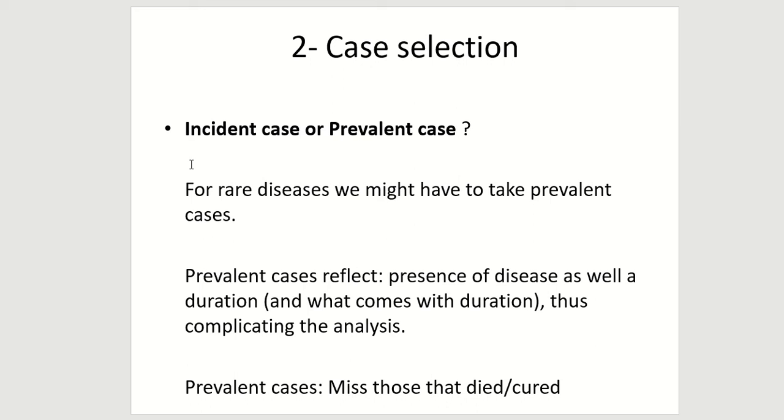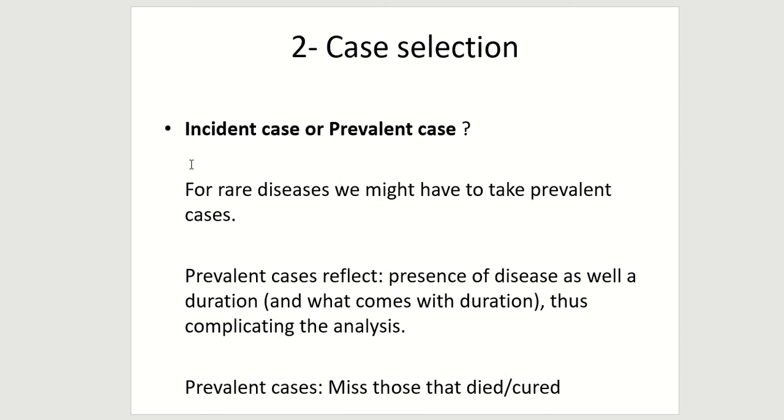So do we pick incident cases or do we pick prevalent cases? The major difference is that incident cases allow you to estimate risk and incidence rate. Whereas prevalent cases are not only cases that have the disease, but they have also had it for a while, which may also have developed other problems and complications.